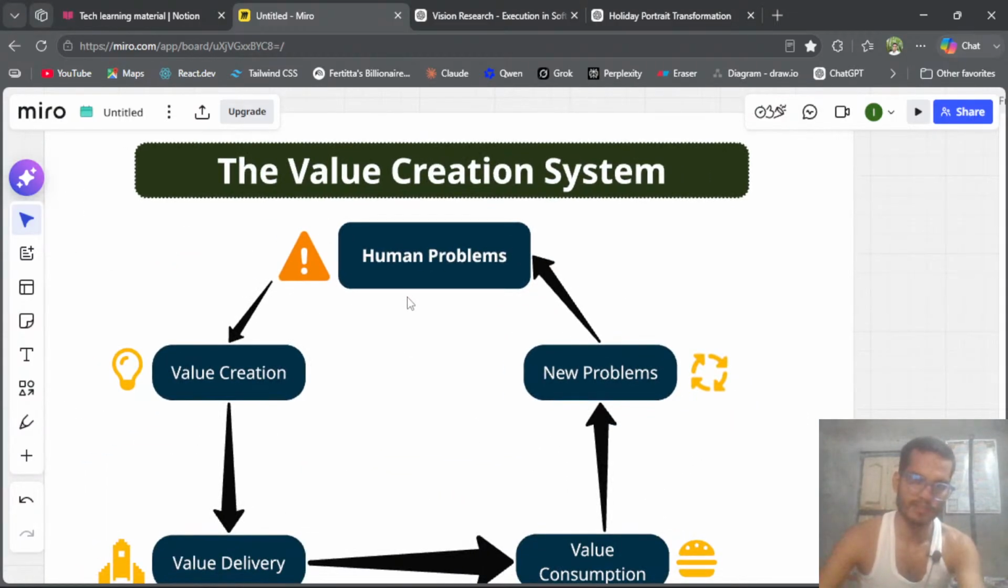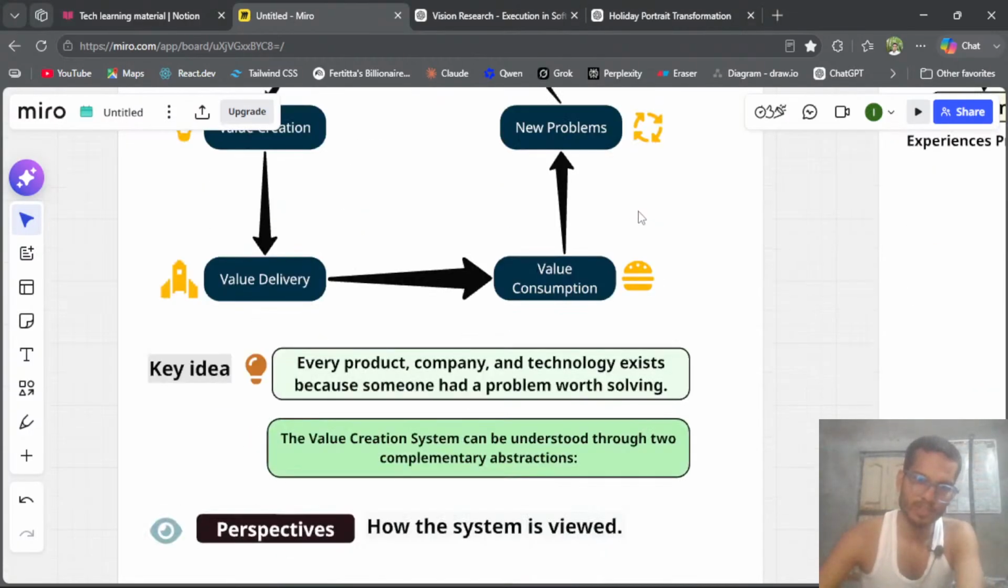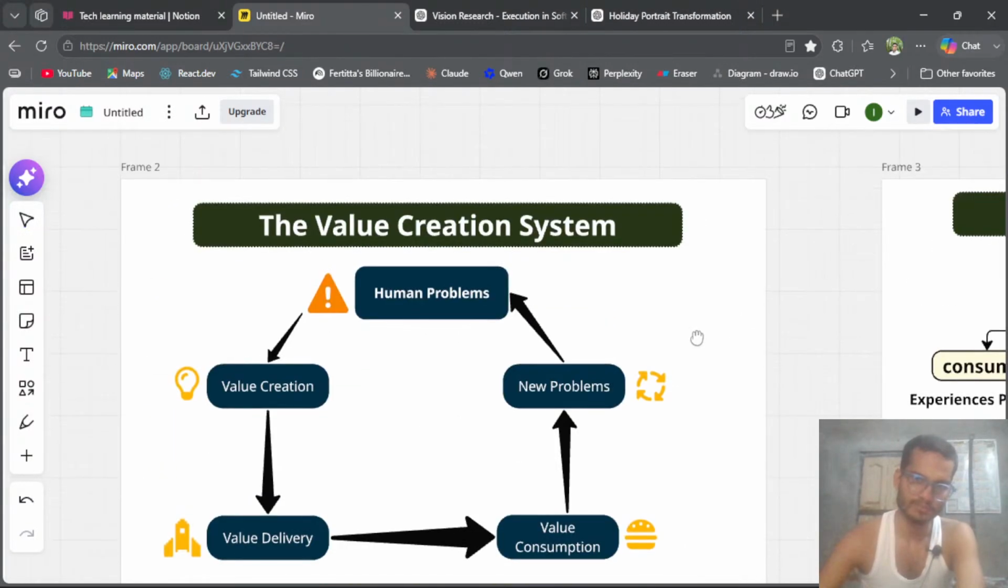Then we have a value creation system. Earlier I talked about value. What is value? What is the cycle of value? Who creates it? Who participates in it? How can we see this value? We have two concepts: we have perspectives and we have participants. So first understand what the value creation system is.